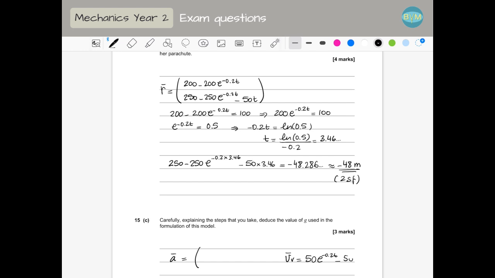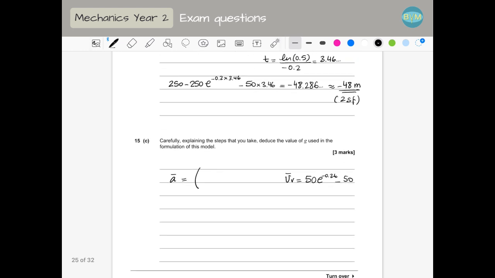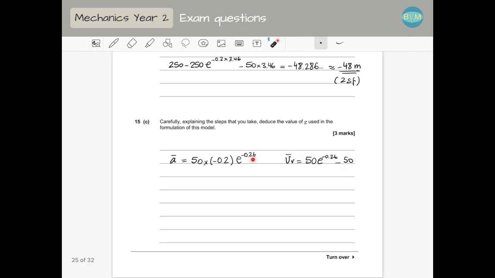Minus 50. And I'm going to differentiate that to find the vertical component of the acceleration. When I differentiate that, I have 50 times minus 0.2 e to the power minus 0.2t, and this bit is 0. When t is 0, so at the beginning, when the parachutist is jumping, the acceleration is going to be minus 50 times 0.2, so minus 10.